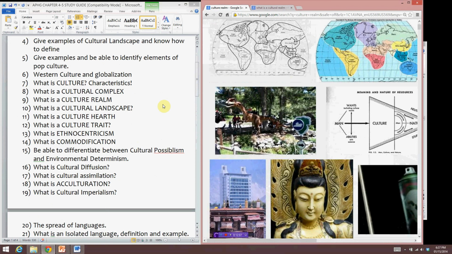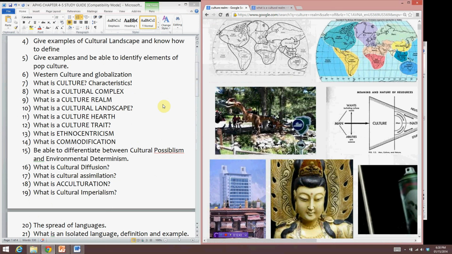Item 15, I want you to be able to differentiate between cultural possibilism and environmental determinism. This is something that we kind of revisited. Early on in the class, we looked at these 2 concepts. Cultural possibilism is the idea that we are able, as people, to adapt the world around us to meet our needs, and that the environment does not determine who we are or how intelligent we are or what we're capable of. Whereas environmental determinism is the opposite. It is the idea that people are controlled and manipulated by their environment and not the other way around.